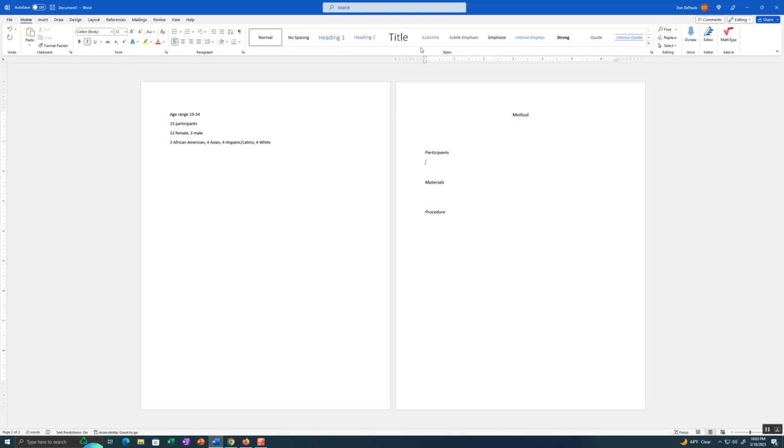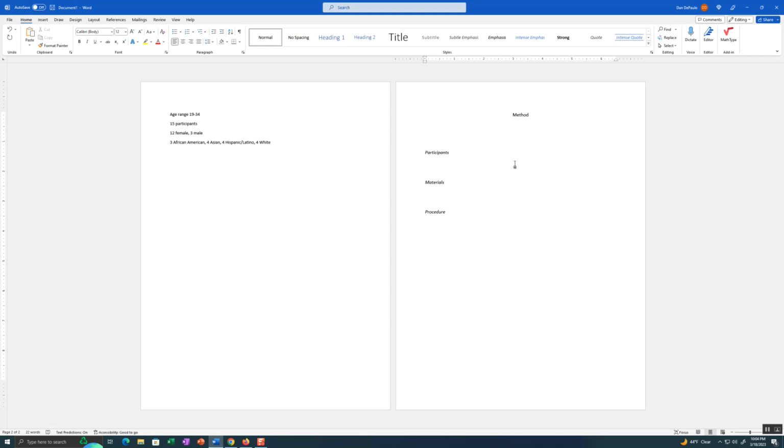Now the participants section is basically who was in the study, and you're going to start below the subheading. So don't start next to the subheading, start on the line below each subheading. For participants, you're going to tell me who was in the study. Well, let's see who was in the study. There were 15 total participants. 12 of them were female, 3 were male. They ranged in age between 19 and 34. And the ethnicities of the participants were 3 African Americans, 4 Asians, 4 Hispanic Latino, and 4 white. So you're going to basically put that here.